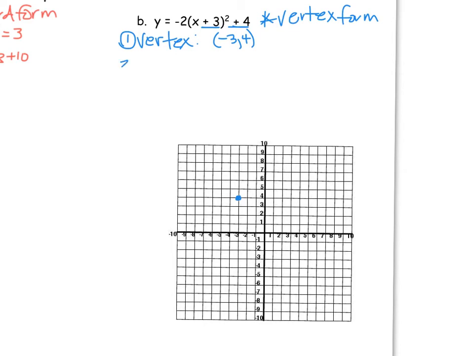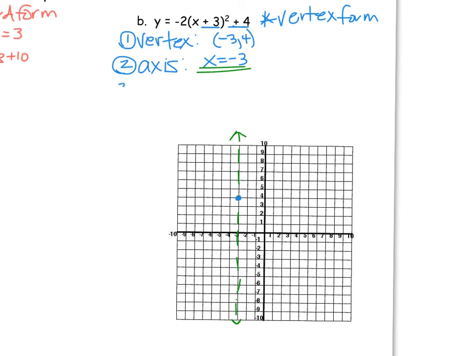From here, the axis of symmetry, again, easy. It's the same as that x coordinate, x equals -3. And this time I'll graph it in green. That vertical line just right through that vertex, all the way from bottom to top. There's your axis of symmetry.